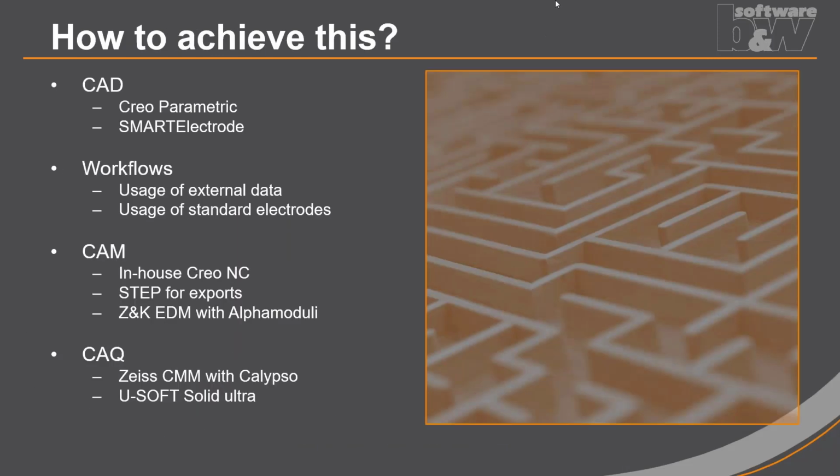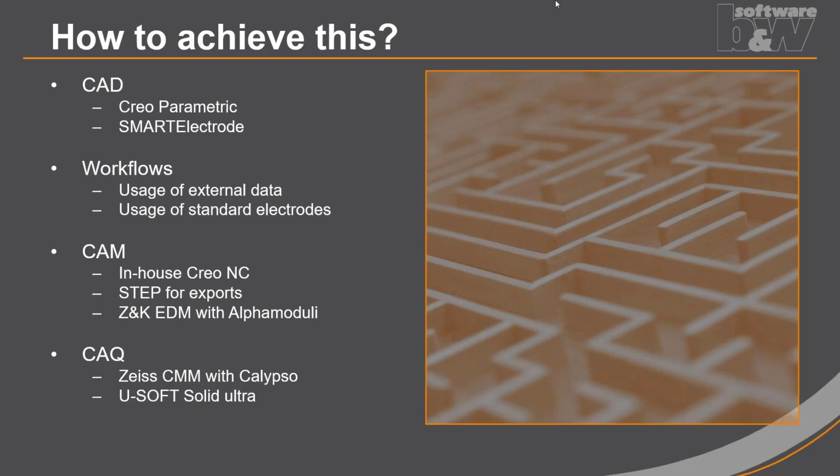So how to achieve this? The fix is in this case that B&W is already using Creo Parametric 4, 6, 7, or 8 and wants to use SMARTElectrode as additional software. In the case of the workflows, a solution for usage of external data and also a workflow for usage of standard electrodes has to be found.